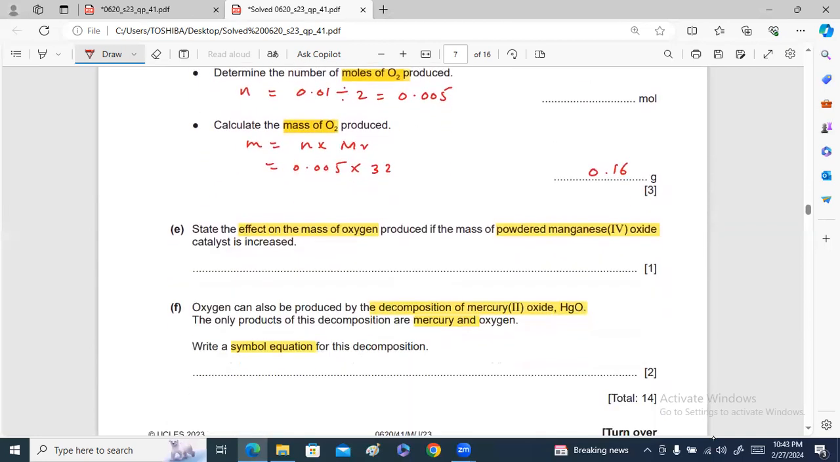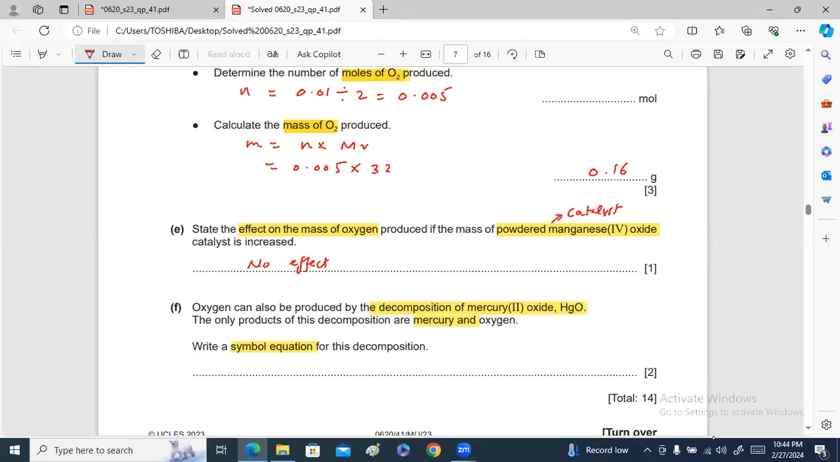Okay, next question. State the effect on the mass of the oxygen produced if the mass of the powdered manganese peroxide catalyst is increased. This is a catalyst. So a catalyst generally increases the rate of the reaction without being used itself. The amount of the oxygen produced depends upon the amount of the reactant, hydrogen peroxide. So there will be no effect by changing the mass of the powdered manganese peroxide.